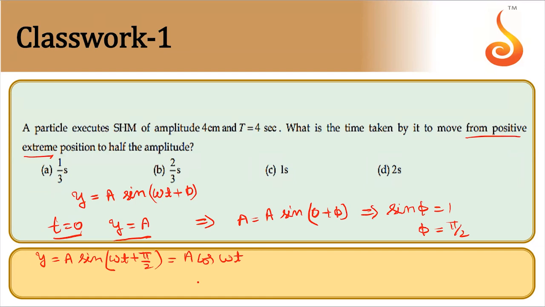Now time period is given 4 seconds. How much time it will take from extreme position to half the amplitude? So for half the amplitude, y should be equal to a by 2. Substitute that here. So a by 2 equals a cos omega t. So a gets cancelled. You'll get cos omega t equals half. So cos 60, it should be omega t. Omega is 2 pi by T into t. That should be equal to 60 degrees, pi by 3.